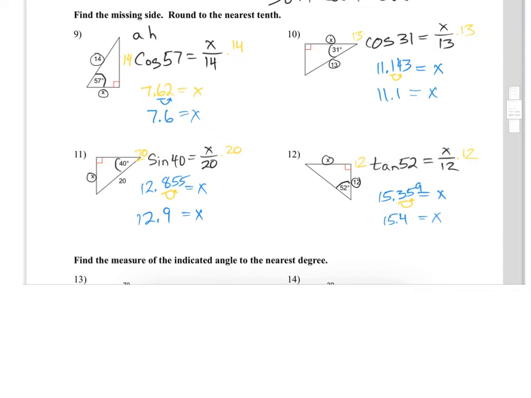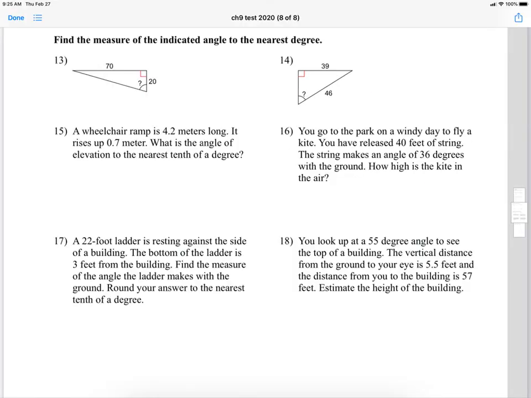Okay, so that is those 4 problems. Let's go on to the next ones. Number 13, find the measure of the indicated angle to the nearest degree. I don't have the pictures of each of these problems on this page, so I'll have to write those in, but I gave you those pictures on your test. So let's go ahead and do this problem.